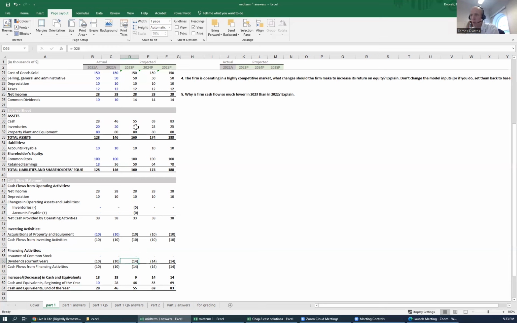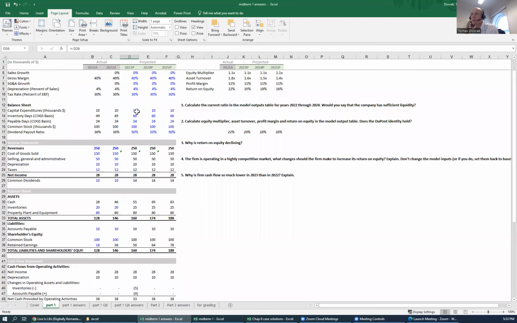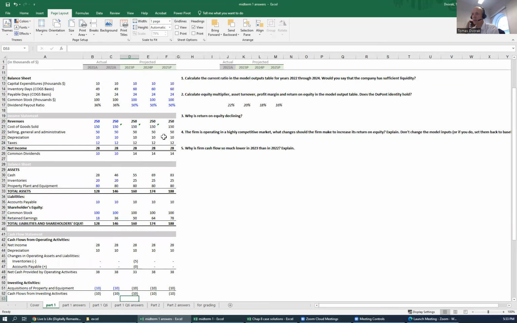But there's also a decline in cash flow from financing activities. So it went from -10 to -14, which is driven by the increase in dividends. And they increased dividends because the dividend rate payout went up. It went up by 50%. So that's why the cash flow was much lower in 2023 than in 2022.